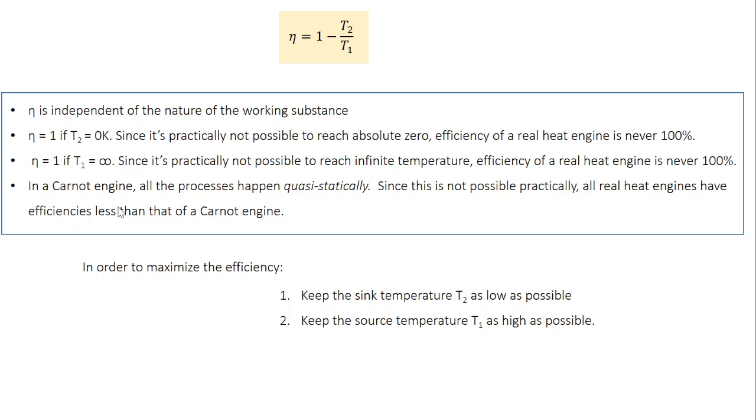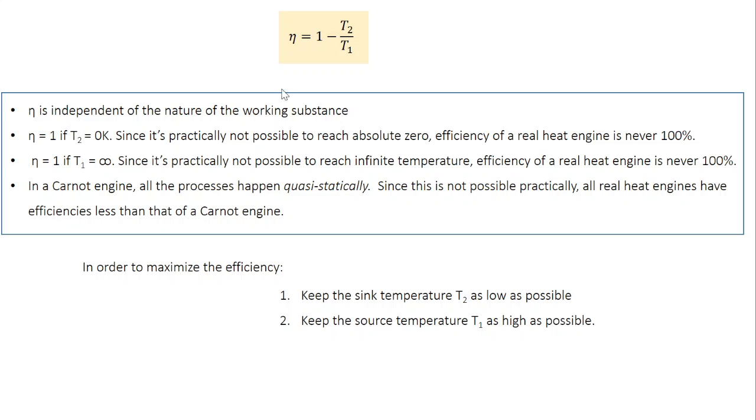Now, in the case of a Carnot engine, we have discussed in the last class that there is an important assumption that all the processes happen quasi-statically, right? Quasi-static means infinitely slow, but no practical heat engine can work infinitely slow. In fact, they all work very, very fast. So it's not possible for a real heat engine to have efficiency higher than a Carnot engine. In other words, among all the engines, Carnot engine has the highest efficiency.